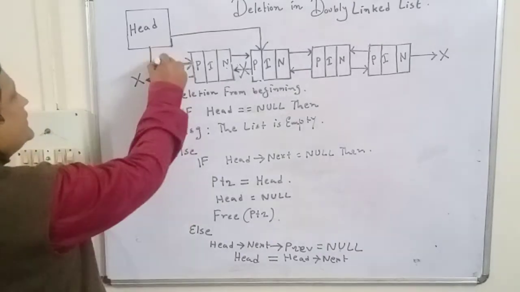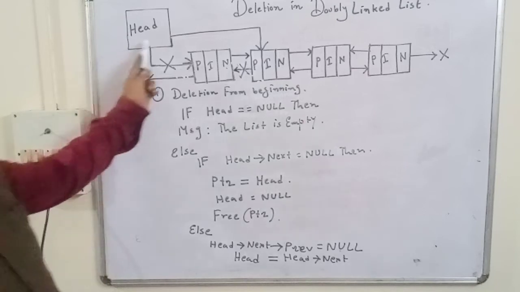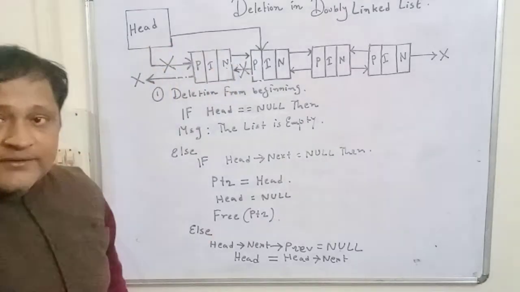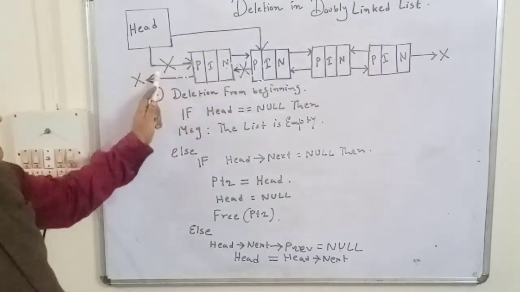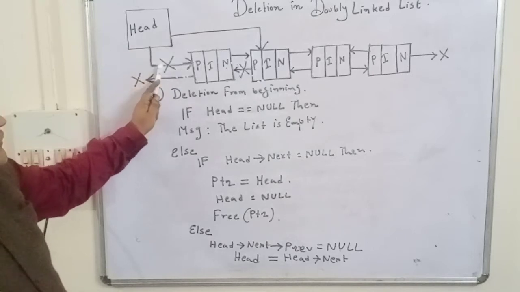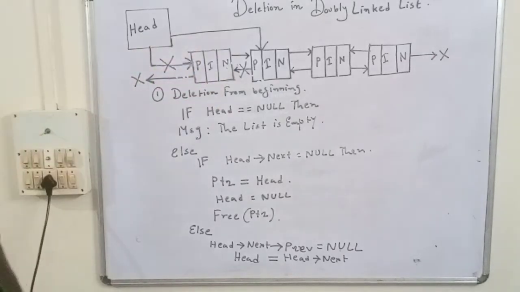So this connectivity is removed. We have established a new connection: head directly connects to this, because head can contain only one address at a time. So head is containing the address of the second node. Automatically the first node's address will be overwritten from head. So this connectivity is deleted. So head is directly connected to the second node.